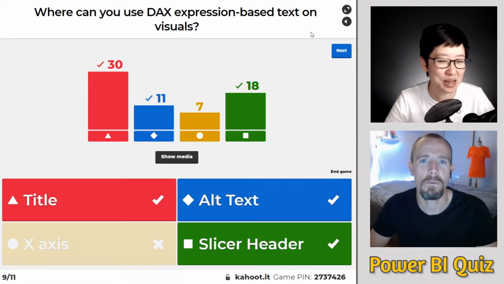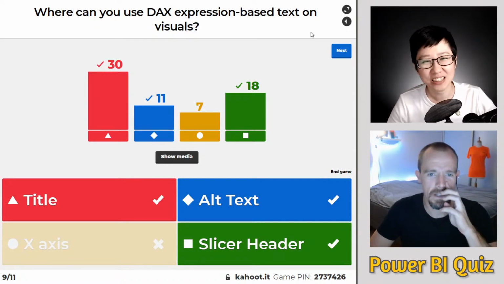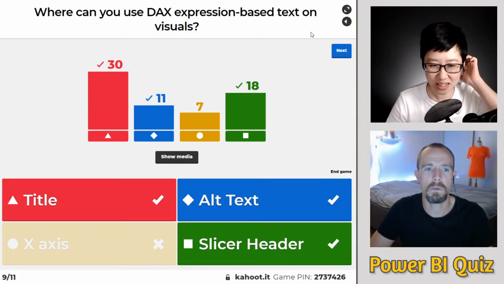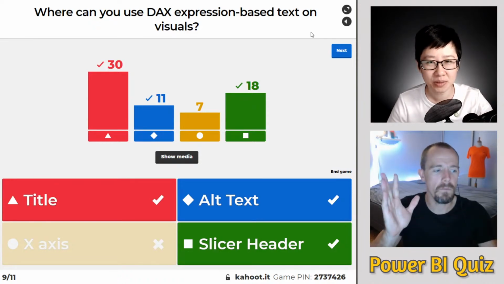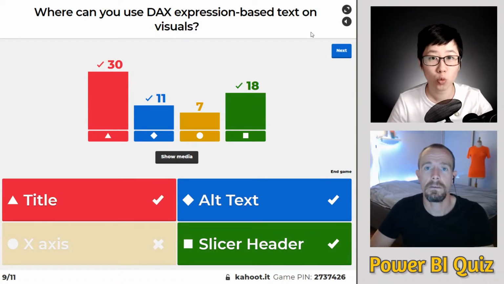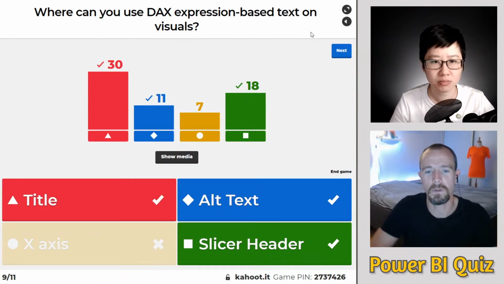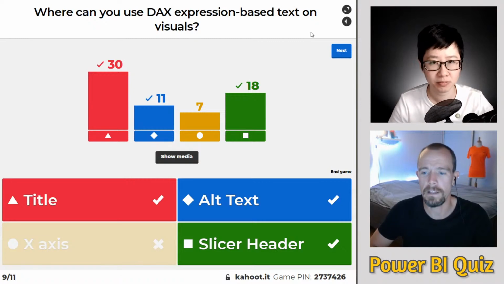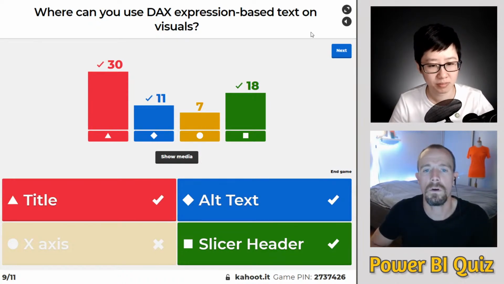Yeah, maybe. We had a quiz with Will Thompson, a couple of months ago, and he's responsible for a lot of this stuff. And he said that in point of time we should be able to do this on every field. So then it would be a lot like Reporting Services, the old paginated reports, where we can also put in expressions on every field. So yeah, title, alt text, and slicer header, and there will be more and more of these options.